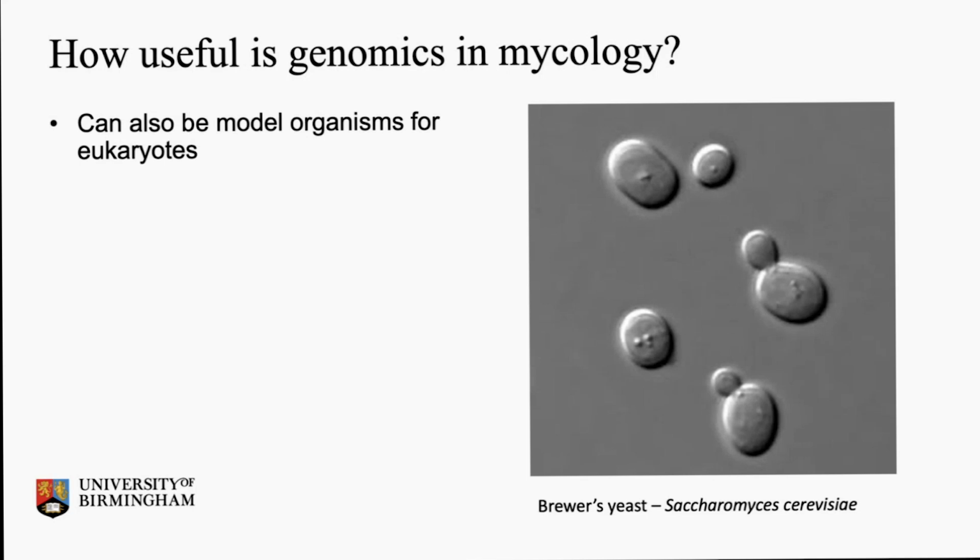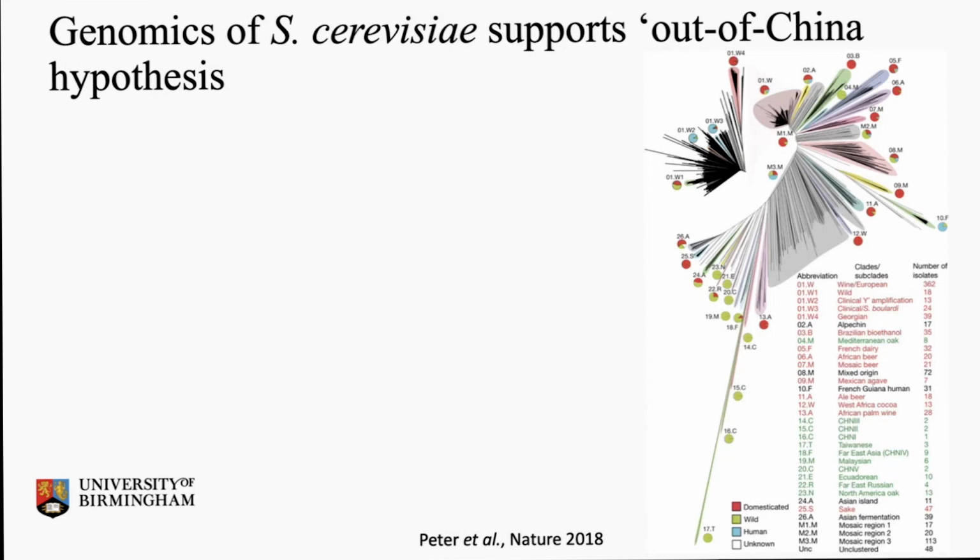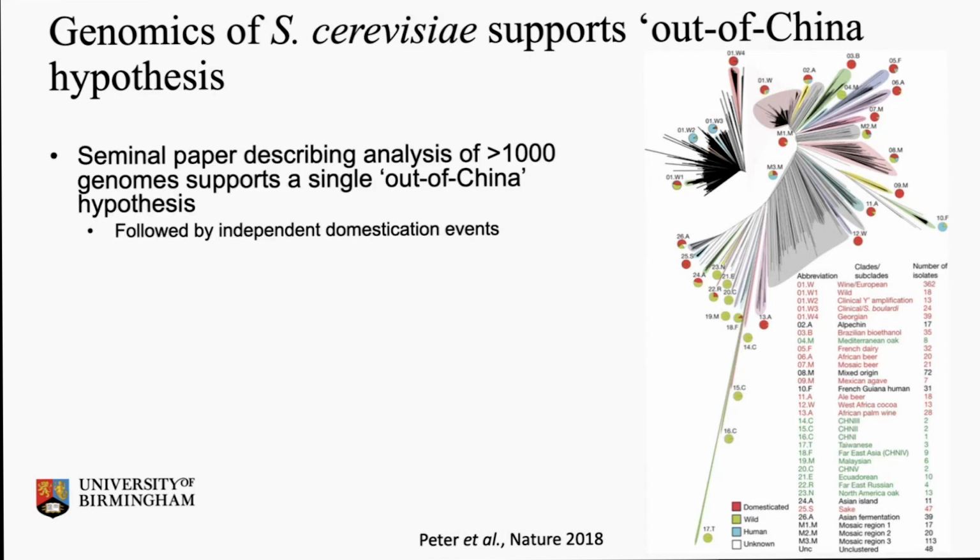Saccharomyces cerevisiae is obviously a model organism for eukaryotes, but it is also an important organism in its own right because it's used in fermentation. And I think a lot of us here probably do like the products that result from that industrial usage. Genomic sequencing and analysis has shown that there were two separate domestication events for cerevisiae, one for sake and one for wine. This was back in 2005.